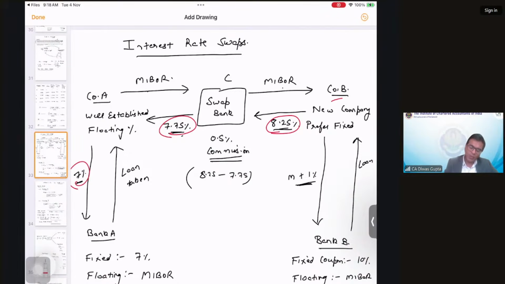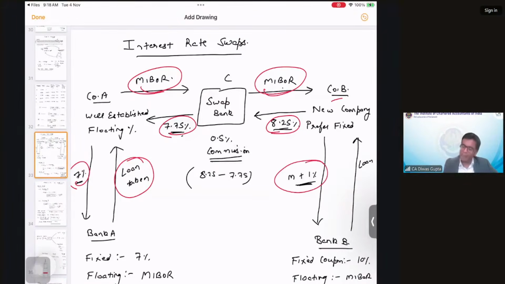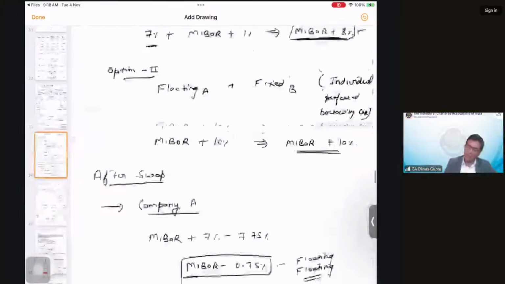Company A will pay 7% to the bank from which it has taken the loan. Company A will also pay MIBOR to the swap bank. Similarly, swap bank will pay MIBOR to company B, and company B will pay MIBOR plus 1% to bank B. This is how the plus minus will happen.